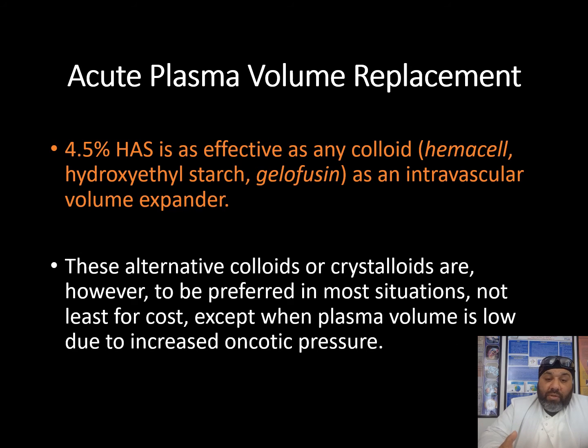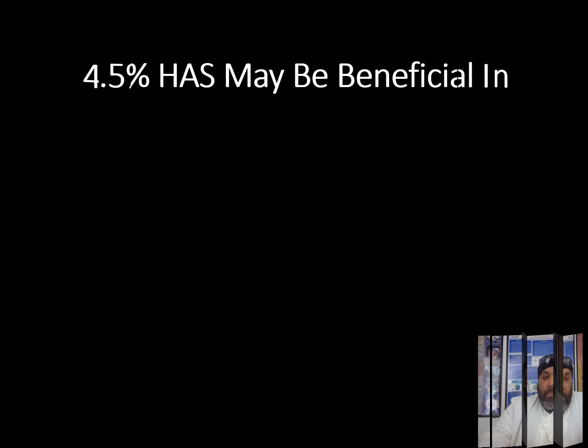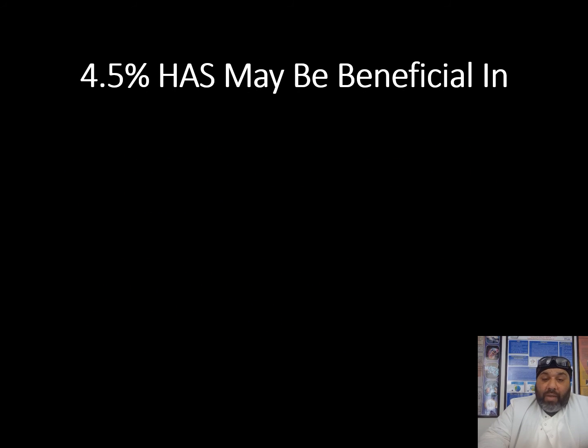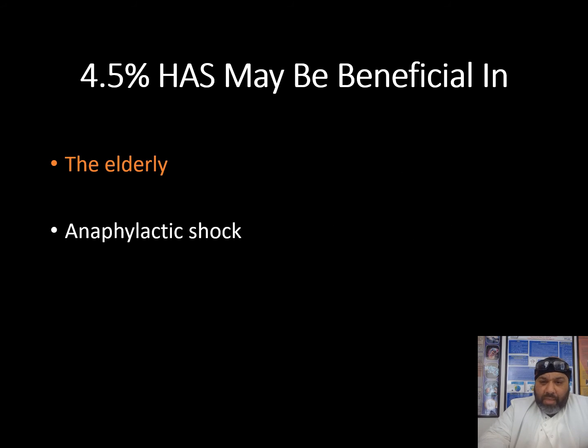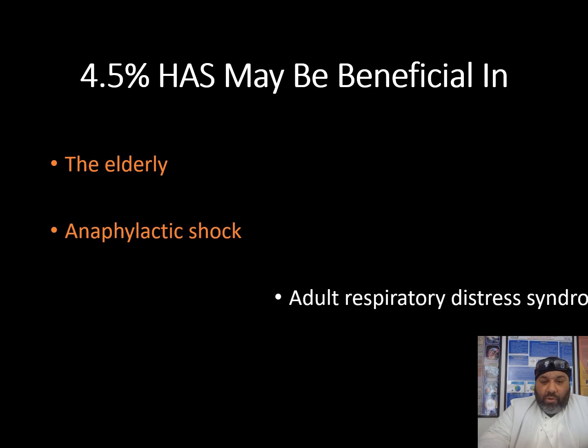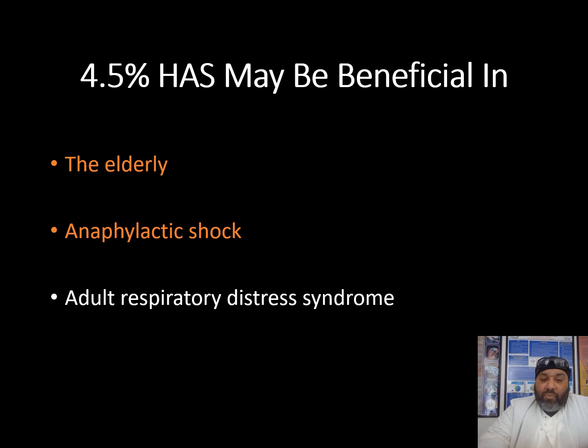And these alternative colloids or crystalloids are, however, to be preferred in most situations, not least for cost, except when plasma volume is low due to increased oncotic pressure. 4.5% human albumin solution may be beneficial in the elderly. It may be beneficial in anaphylactic shock. It may be beneficial also in adult respiratory distress syndrome, and also in patients with sepsis.